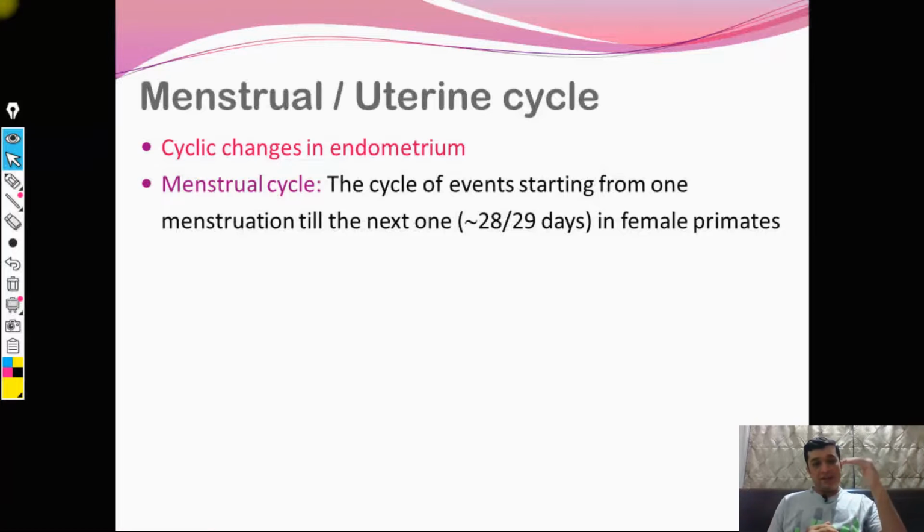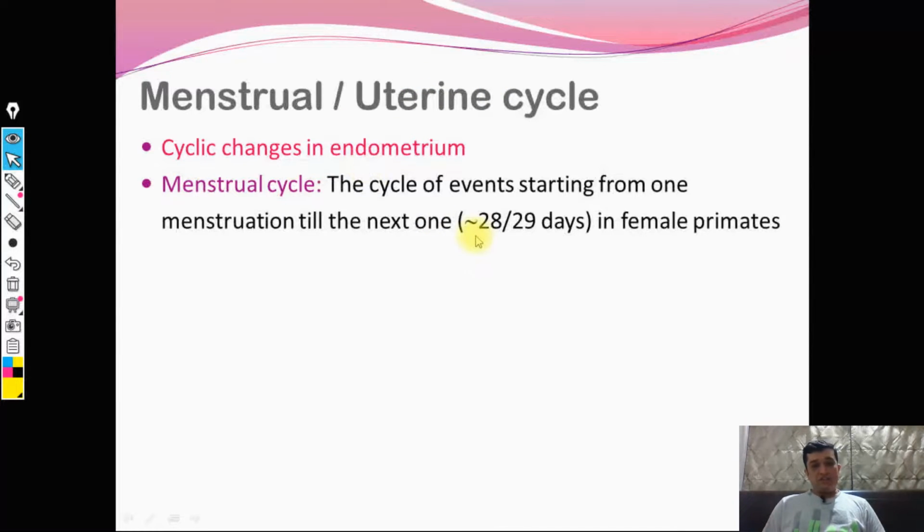So definitely there is a 3-level management which we have learned: hypothalamic hormone, anterior pituitary hormone, and then finally the hormones from the gonad. That is how we deal with it. So if someone asks you to define the menstrual cycle, you need to say that these are the cyclic changes that occur in the endometrium, the innermost layer of the uterus. Metrium refers to uterus, and endo refers to innermost.